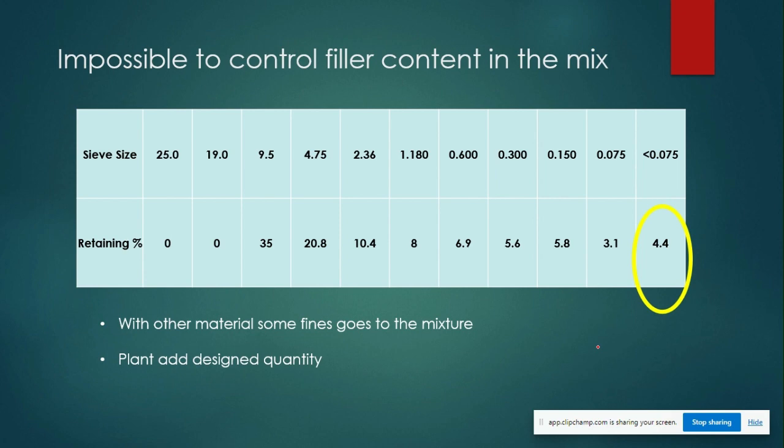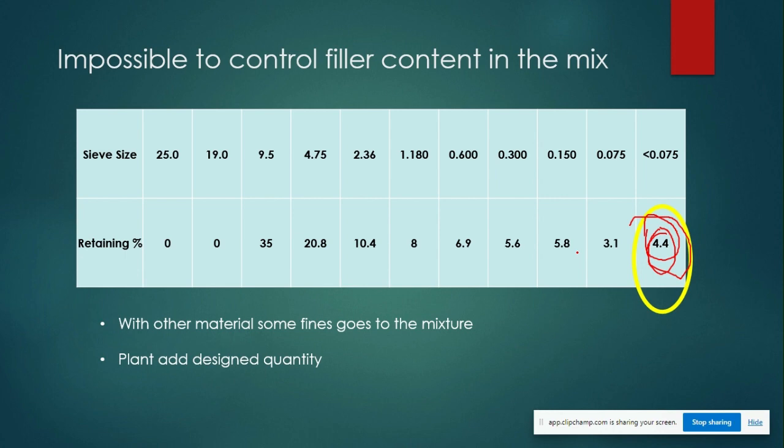This is the grading of the asphalt design aggregate. You can see that there is a proportion less than 0.075 millimeter. That means filler. The content is about 4.4. If the filler comes by another route, we can control this amount, this figure.